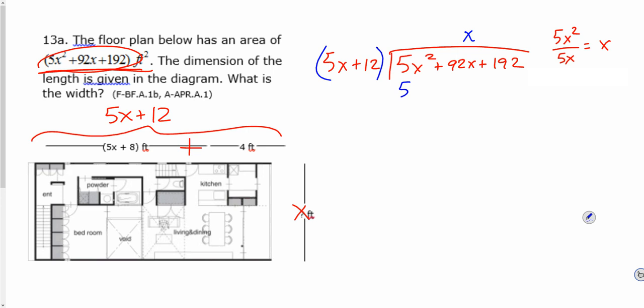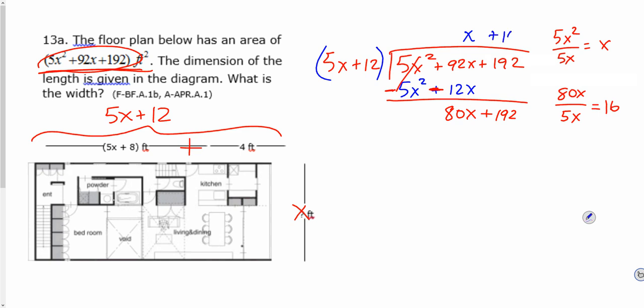So this is 5x squared plus 12x, and then I have to change the signs because I'm subtracting the entire quantity. So 92 take away 12 is 80x plus 192, and then we start the process all over again. So we stack it, 80x over 5x. 80 divided by 5 is 16. The x's cancel, so it's just 16. So I put plus 16 at the top.